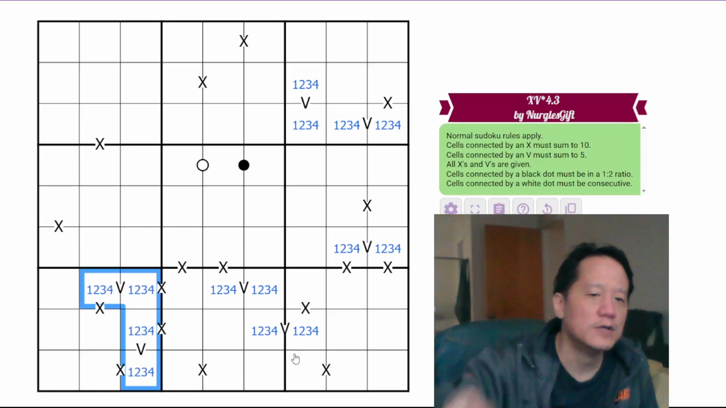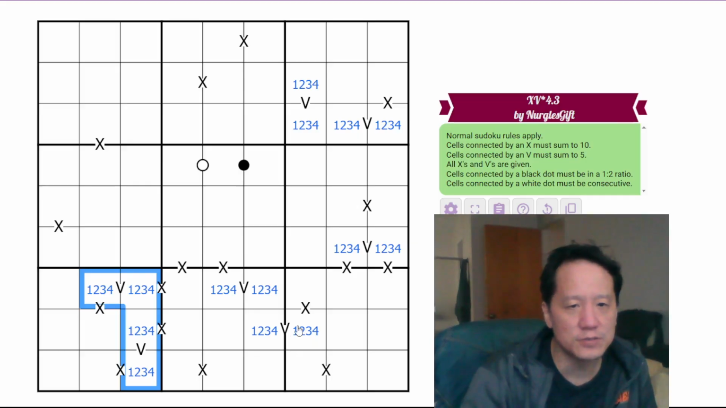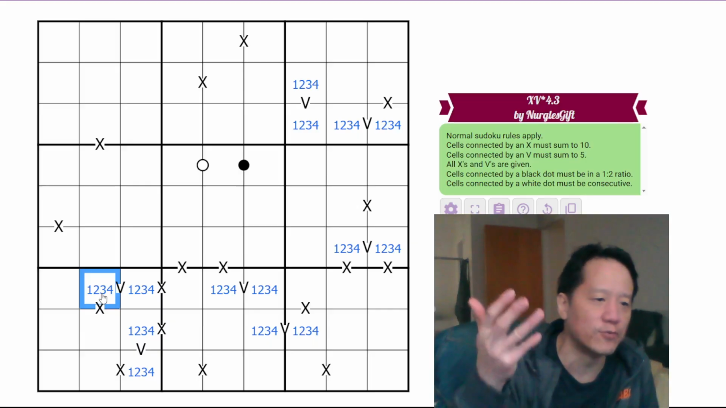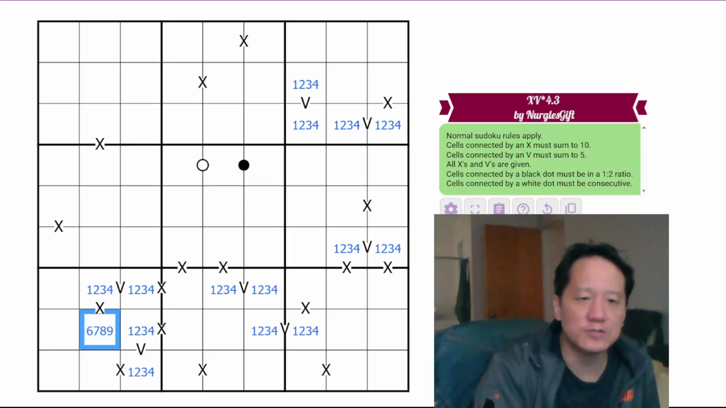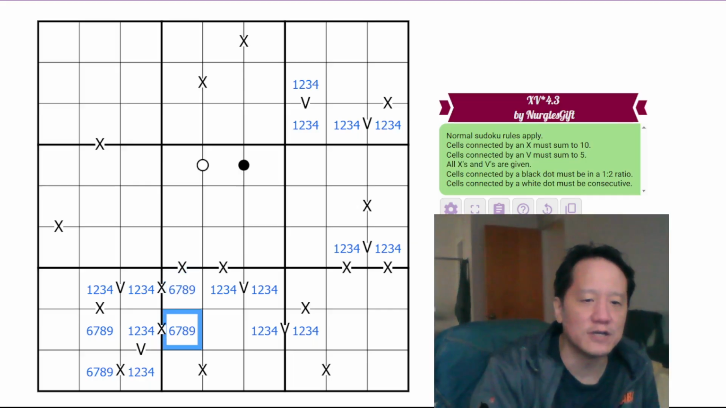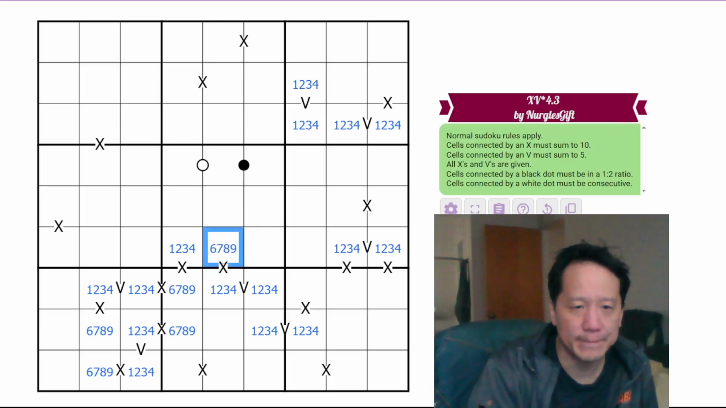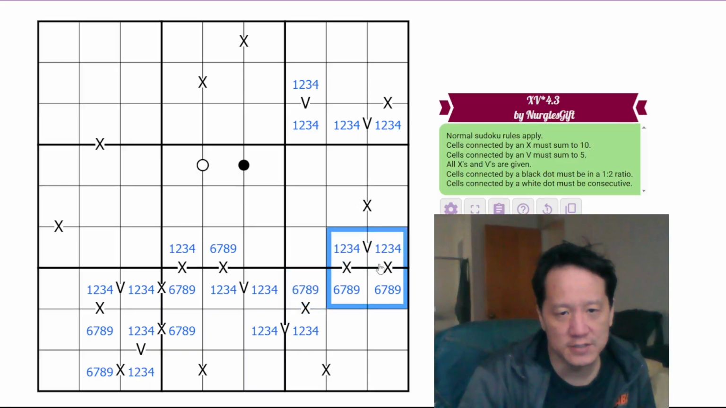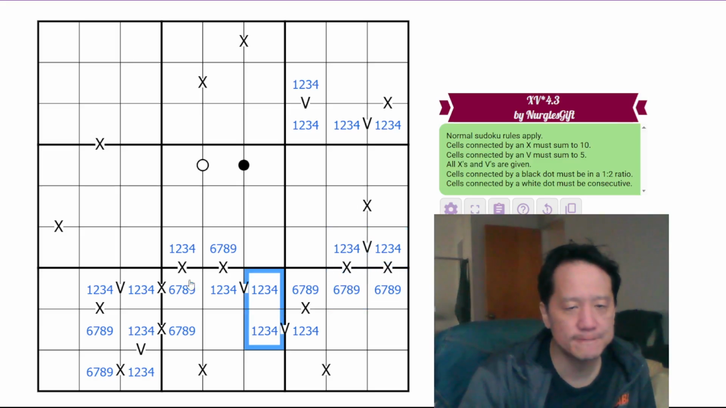And we know the digits that are next to it are 6 through 9, right? Because 1 adds up to 10 with 9, 2 adds up to 10 with 8, 3 adds up to 10 with 7, and 4 adds up to 10 with 6. So this must be 6 through 9 here. This is 6 through 9. This is 6 through 9. And this is 6 through 9. Which means this has to be 1 through 4 to add up with the 6 through 9 to make 10. This must be 6 through 9 here. These must be 6 through 9. And this must be 6 through 9. Because they all have X's, they must add up to 10 with these digits.